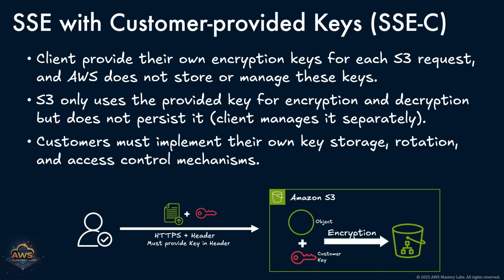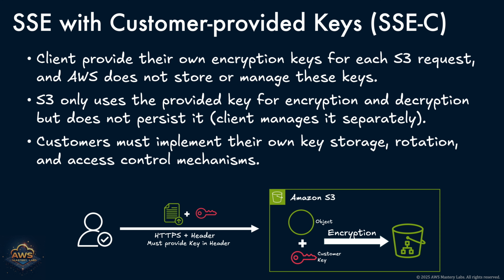SSE-C, server-side encryption with customer-provided keys, offers a highly secure encryption model in Amazon S3 by allowing customers to retain full control over their encryption keys. With SSE-C, users supply their own encryption key for each S3 request, ensuring that AWS does not store, manage, or retain the key at any point. This model provides a strong security boundary. Since the encryption keys never persist within AWS infrastructure, the risk of key exposure is minimized. S3 uses the provided key only temporarily to perform the encryption when an object is uploaded and decryption when it is retrieved. Once the operation is complete, the key is discarded from memory.